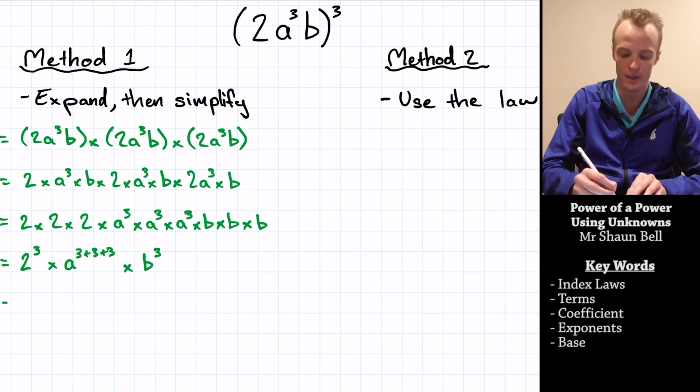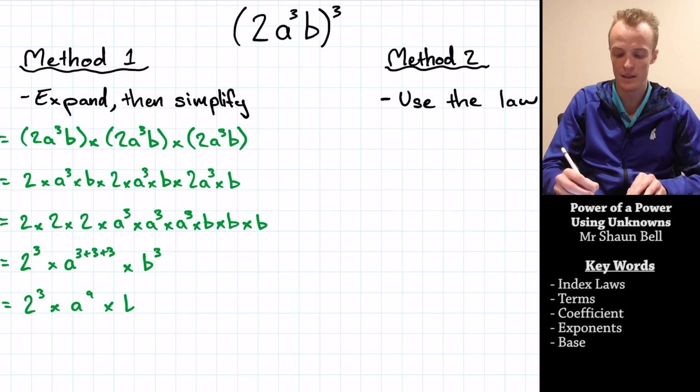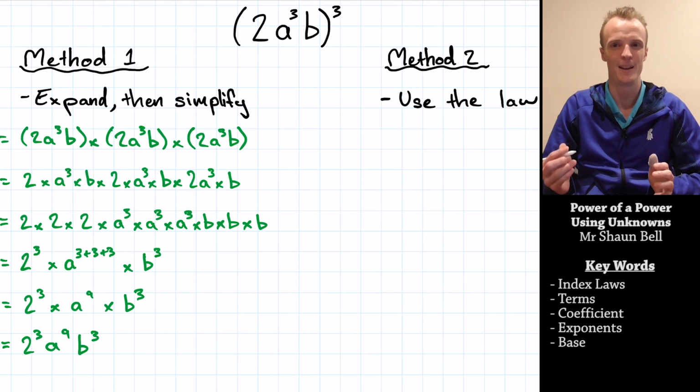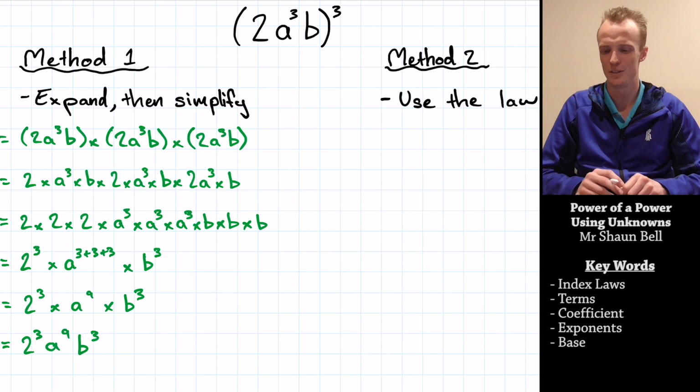So when I simplify this, that's equal to 2 to the third power times a to the ninth power times b to the third power, which can be written as 2 cubed a to the ninth power b cubed. But you're quickly seeing here that there are a lot of steps to solve that problem. So let's use the law.